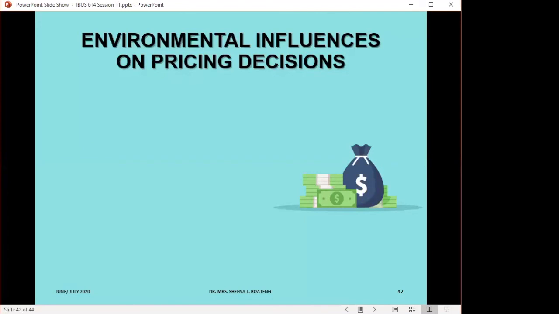Now, when it comes to pricing decisions, there are several environmental influences that can influence it. One is currency fluctuations, and these ones are largely beyond the control of the exporter.